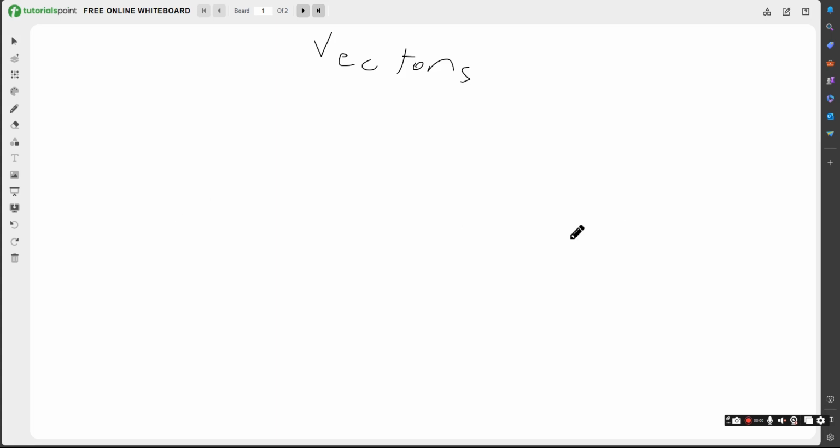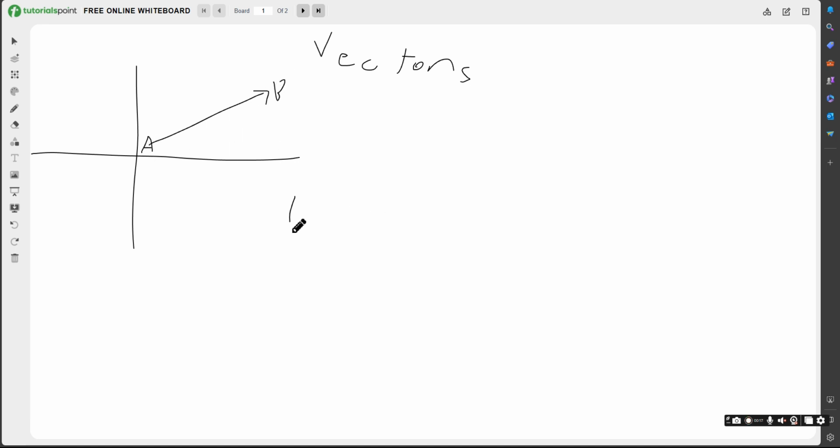Hello. I'm going to quickly go over vectors, which is a topic typically found at the end of a maths GCSE, and is often one of the hardest ones. So a vector is, in very simple terms, in a coordinate plane, a line like this, from point A to point B.